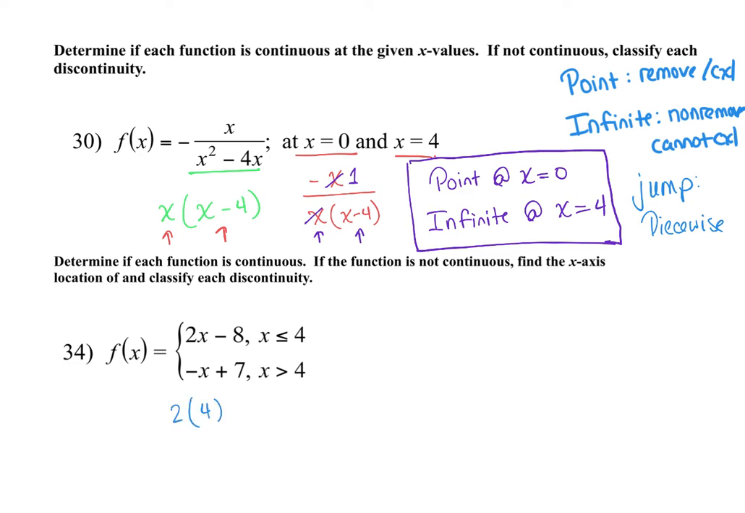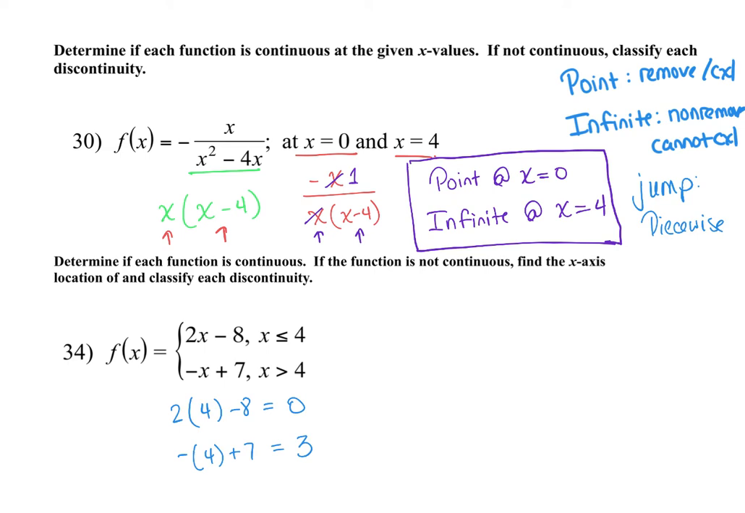2 times 4 minus 8. What do I get there? I get 0. I'm going to plug it into the bottom. Negative 4 plus 7. What do I get? 3. That means this little function's trucking along on a line. That's 2x minus 8. It's a linear equation. It's going to get all the way to 4. And then at 4, it's going to be 0.